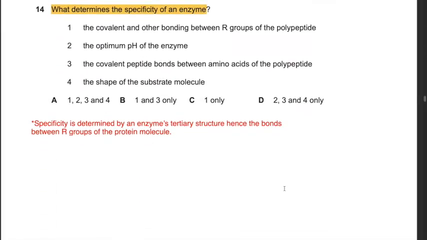Question 14. What determines the specificity of an enzyme? Over here, specificity is determined by an enzyme's tertiary structure always, hence the bonds between the R groups of the protein molecule, because the bonds holding the R groups together determine the tertiary structure. Therefore, the best possible answer being C, 1 only. The covalent and other bonding between R groups of the polypeptide. As only statement 1 involves R groups in the answer, the other statements are not necessary to determine the specificity of an enzyme. Hence the answer is C, 1 only.